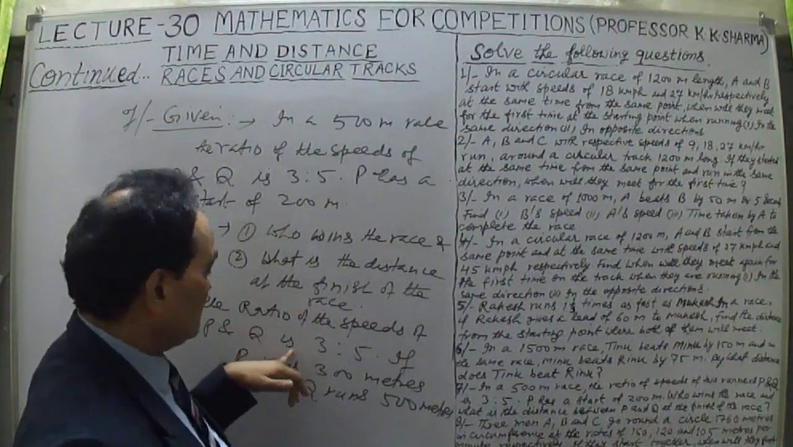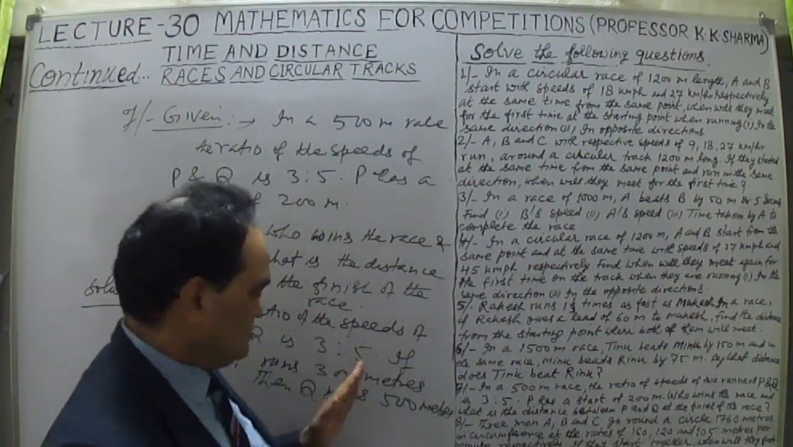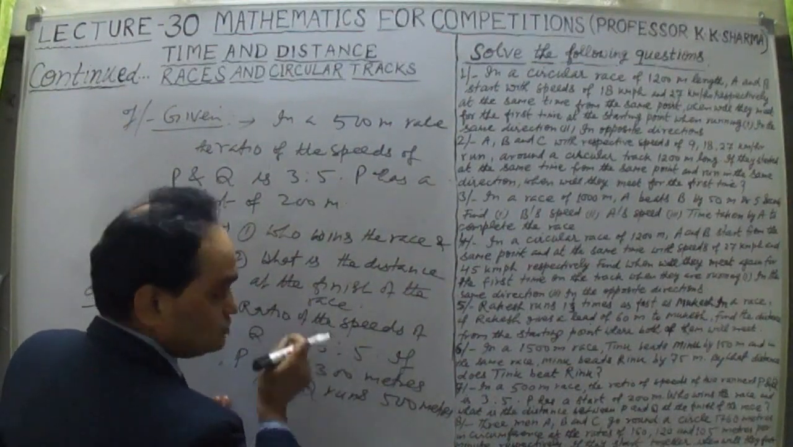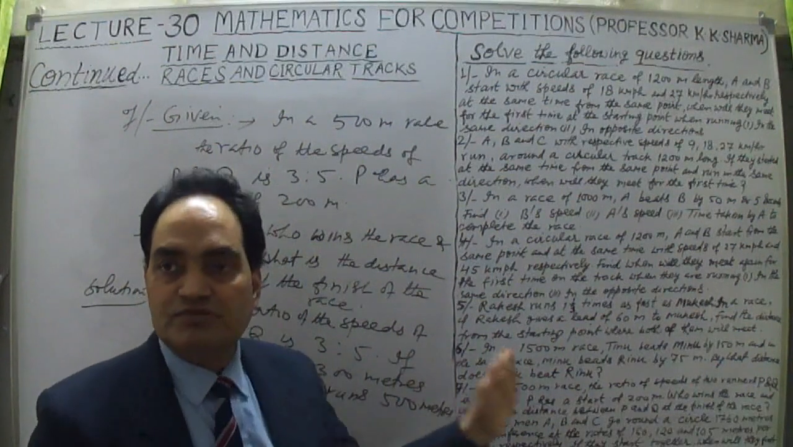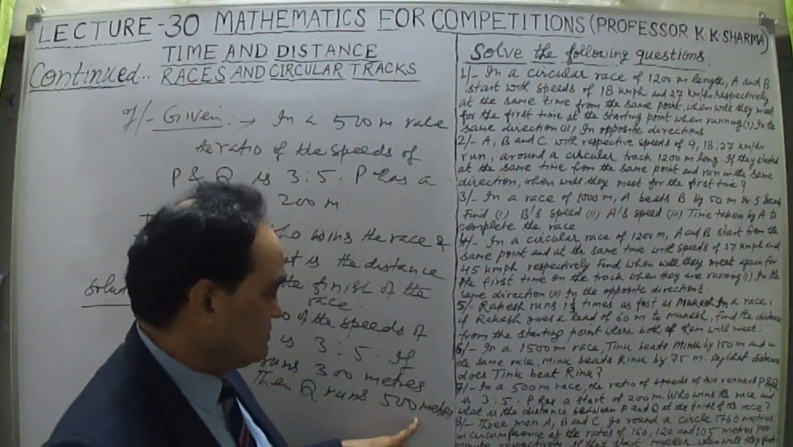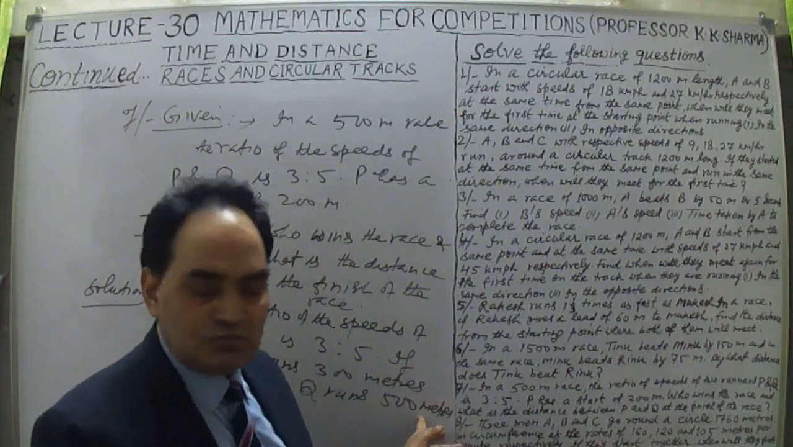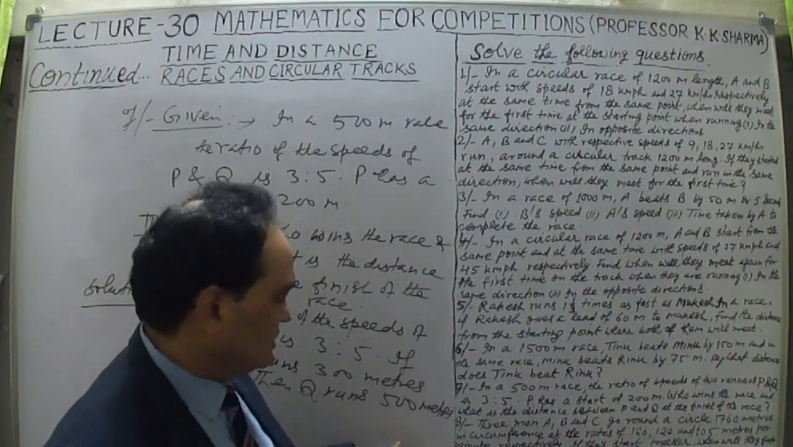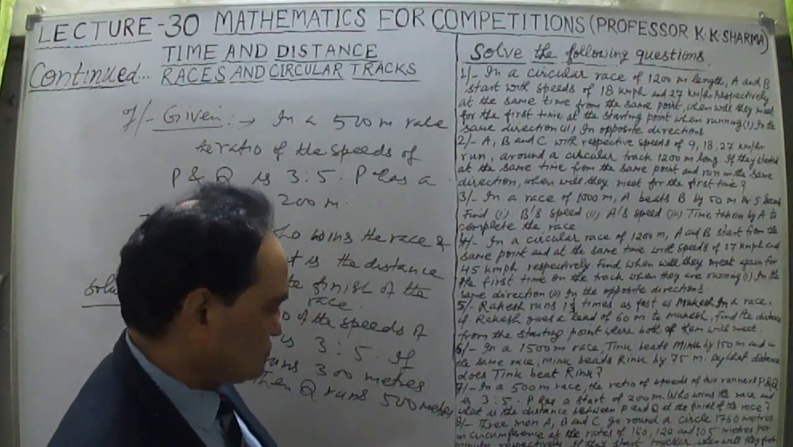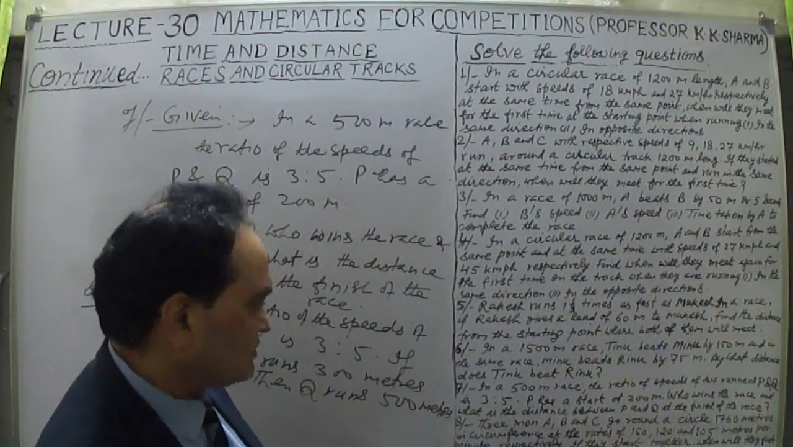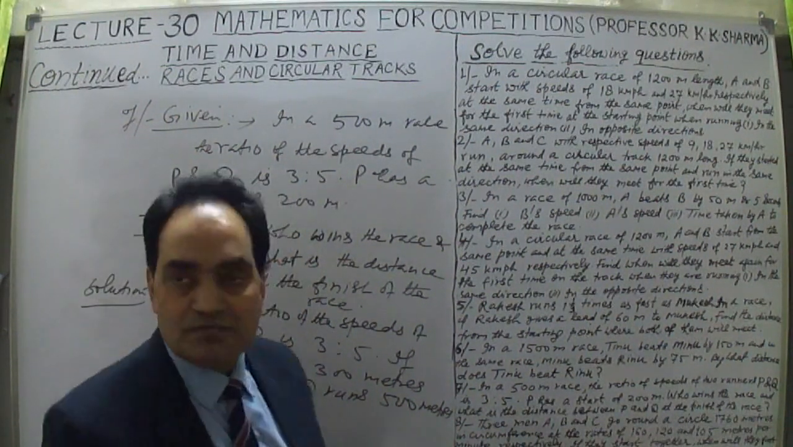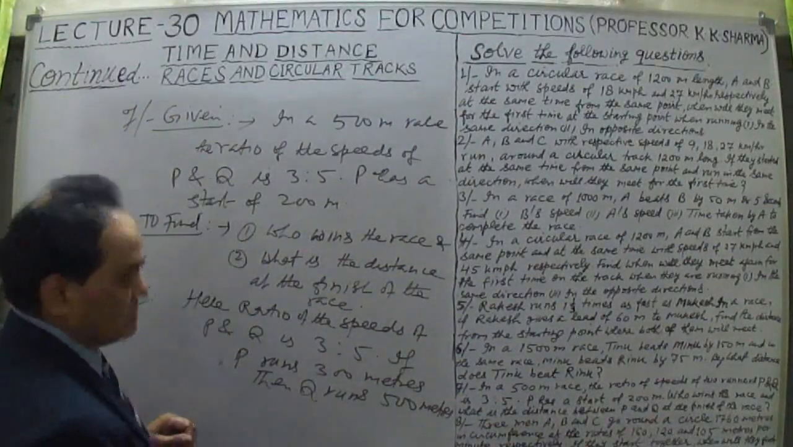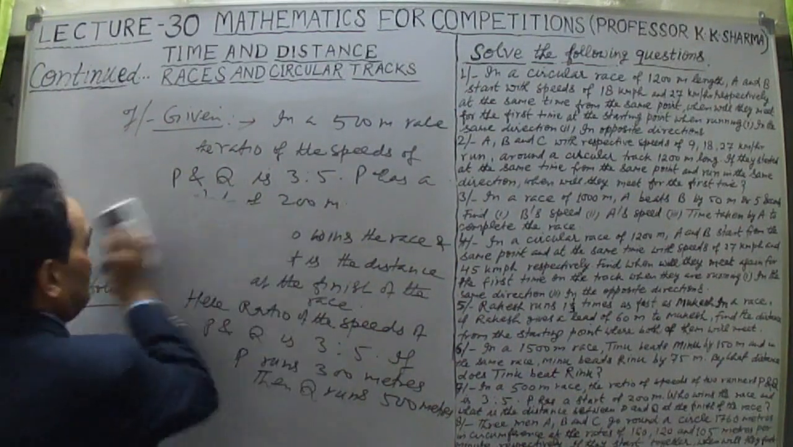So if P is already at 200 meters, right? So if 300 more meters, after 300 meters, 200 plus 300, he will be at 500. So after 500 meters, they will be together at 500 meter distance. Why? Because, let me solve it here.